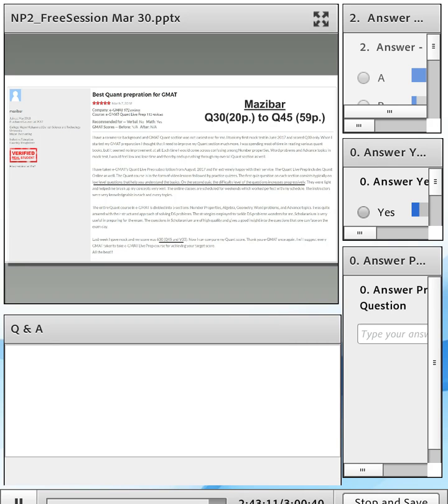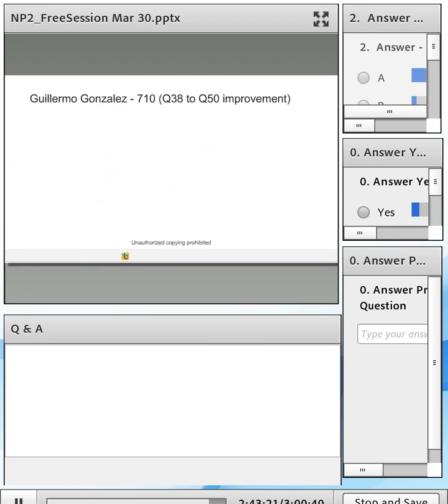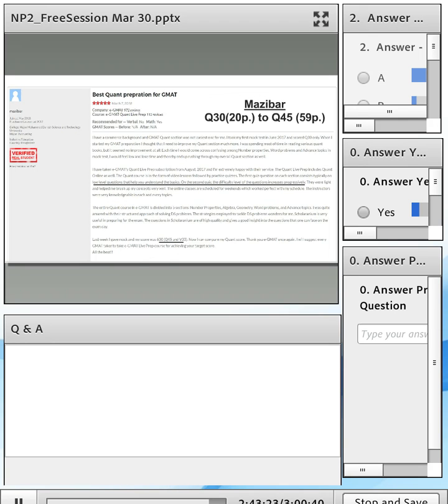In his case, where his basics were not strong enough, he was given appropriate feedback from the system. Now, because of quizzes that are built into each file, he was able to leverage data to help him. Mazibar was able to score Q45, which is 59th percentile, and this was a huge improvement over his starting score.